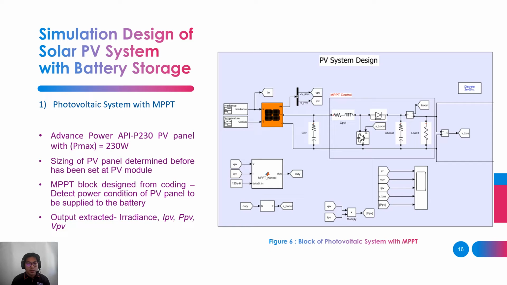The sizing of PV panel determined previously has been set at the PV module. The PV panels get input from the actual profile of irradiance and module temperature. For the photovoltaic system design shown in figure 6, the Advanced Power API P230 is selected with maximum power Pmax of 230.124 watts. It is controlled by the MPPT to manage the PV panel performance because it boosts the efficiency of a solar panel by monitoring the maximum power point to be extracted to the battery part. The output extracted is irradiance, PV current, PV voltage, and PV power.